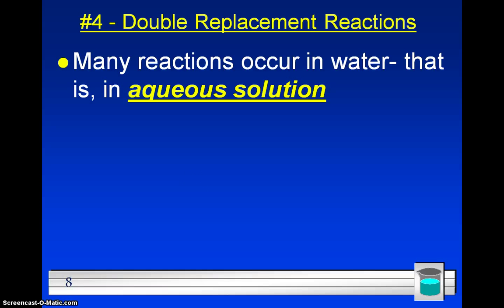In this video, we're going to talk about double replacement reactions and how to determine whether or not a double replacement reaction will occur. Just like in single replacements, just because you put two ionic compounds together for a double replacement doesn't necessarily mean it's going to happen. When we do double replacements, and you're going to do many of them in the lab, and you probably have already done some, they typically happen in an aqueous solution.